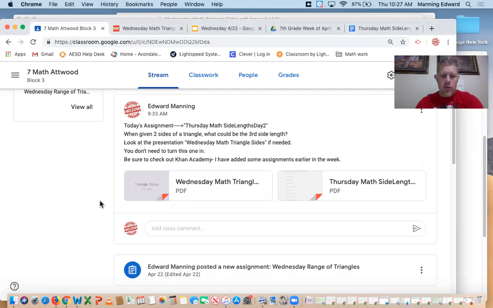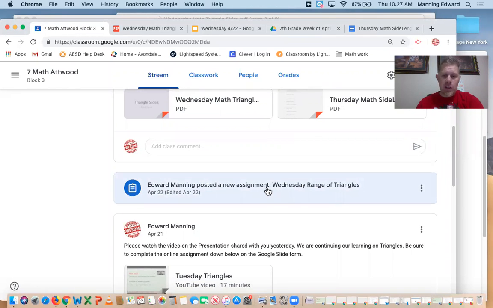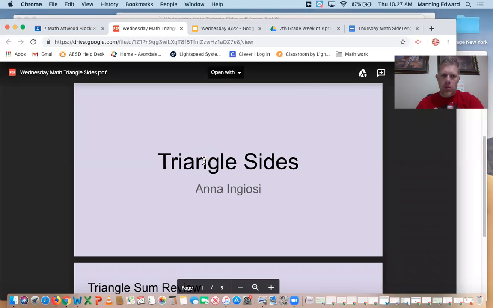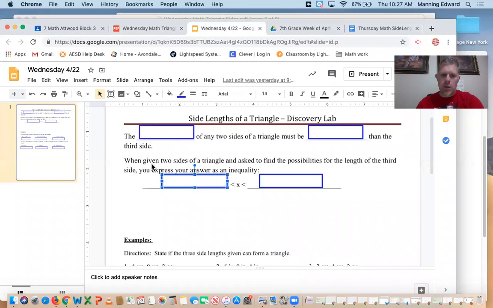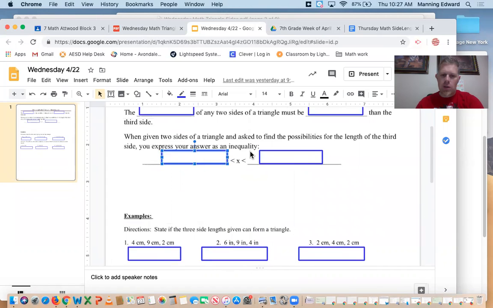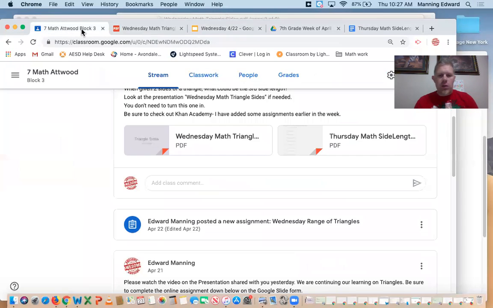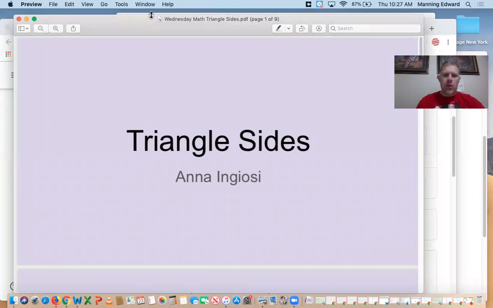What I wanted to do first was show you the assignment I posted yesterday called Wednesday Range of Triangles. On that assignment, you would have seen a presentation that looks something like this, and an assignment with blue bubbles for you to fill in the answers of what you think it is and turn that in. If you did not do that, you're still welcome to. But I wanted to go over this little presentation first. I'm going to use the other one that has a bigger screen.